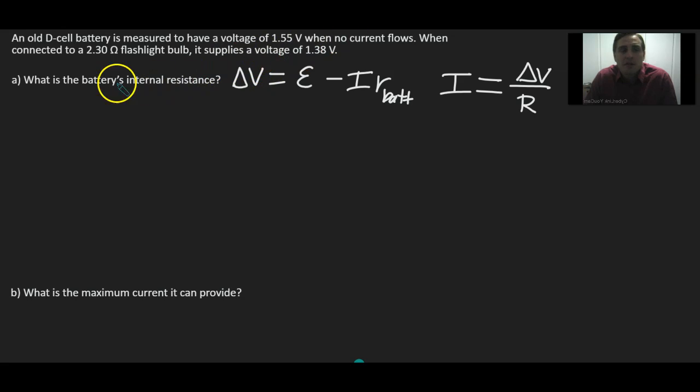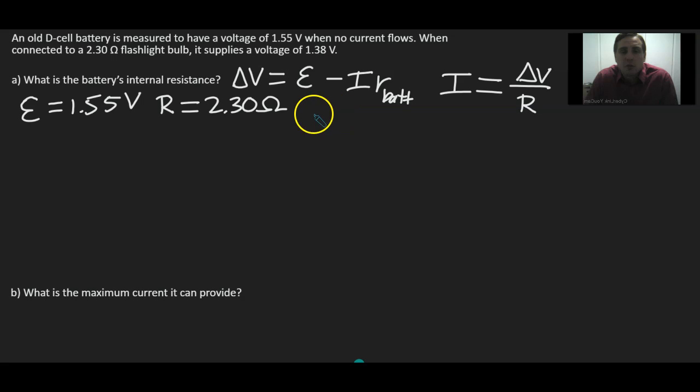Okay, now let's write down a few of our values. We measure the voltage of 1.55 volts when no current flows. So that should be the EMF. That's the maximum voltage possible from the battery when there's zero current. That's 1.55 volts. When we connect to a 2.30 ohm flashlight, so that's the load resistance, that's the large resistance when current flows, and then we supply a voltage of 1.38 volts. Delta V is 1.38 volts.